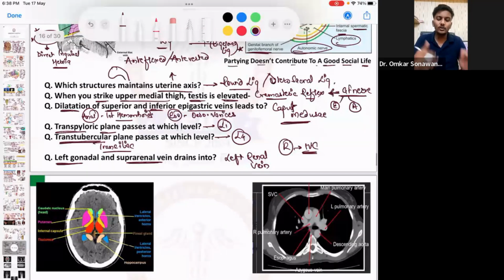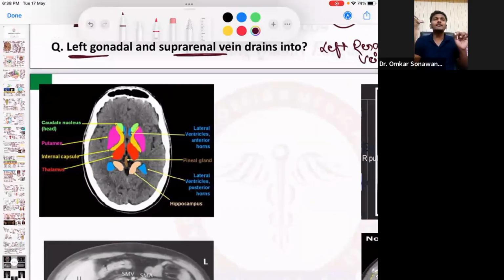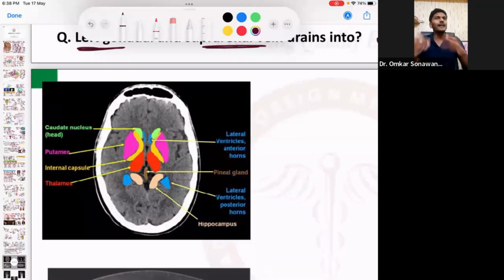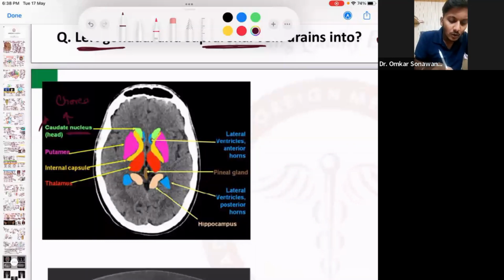Next, they give you these CTs and ask which is this marked structure. So the anterior most structure: basal ganglia we know is at the base of the brain, just behind the frontal lobe. So behind the frontal lobe, the anterior most structure if they mark is the caudate nucleus. Damage to the caudate nucleus causes chorea.